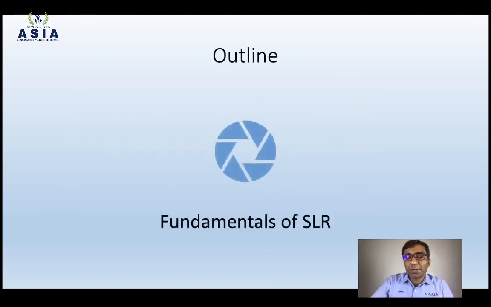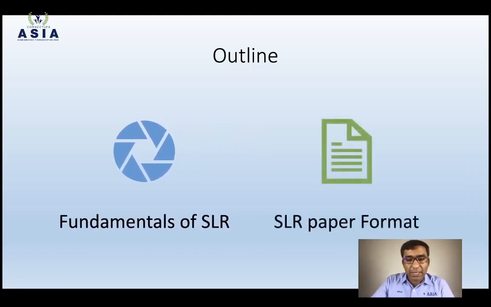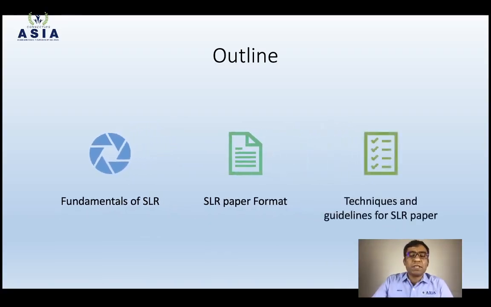The outline of this workshop is very simple. First, we start with the fundamentals of systematic literature review. We see what a systematic literature review is and why it is very important. Then we'll see the systematic literature review paper format. Then we see techniques and tools, or maybe I'll give you some tutorials and some practice or exercises. You can follow my steps to do your analysis and to conduct your systematic literature review. By following those techniques and steps, you can write at least a basic level systematic literature review paper.